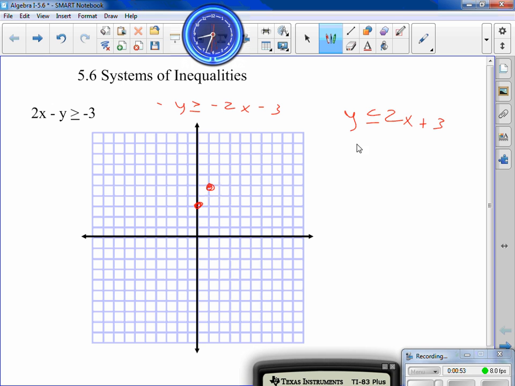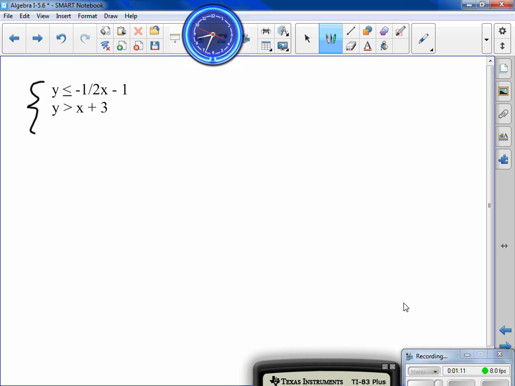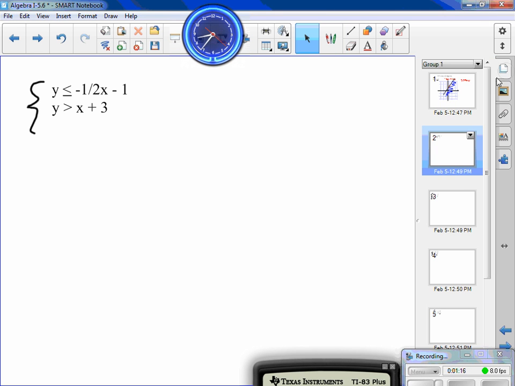Because it's less than or equal to, I use a solid line. It is less than, so I shade below. This is what we've worked on for the past couple days. Here's the types of problems we're going to be looking at currently. Now we have systems of inequalities. We graph these a little bit differently.